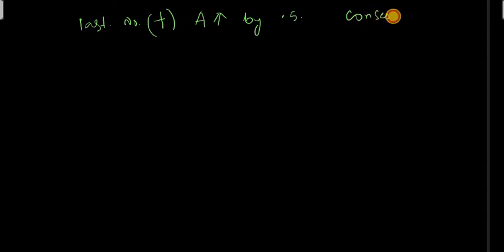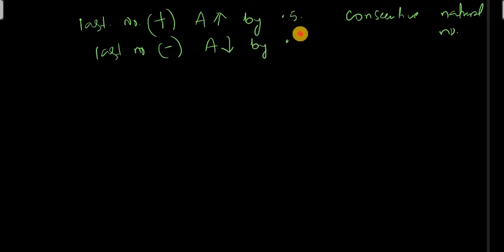When the last number is added, the average increases by 0.5 for consecutive natural numbers. When the last number is excluded, the average decreases by 0.5. So it increases by 0.5 and decreases by 0.5.